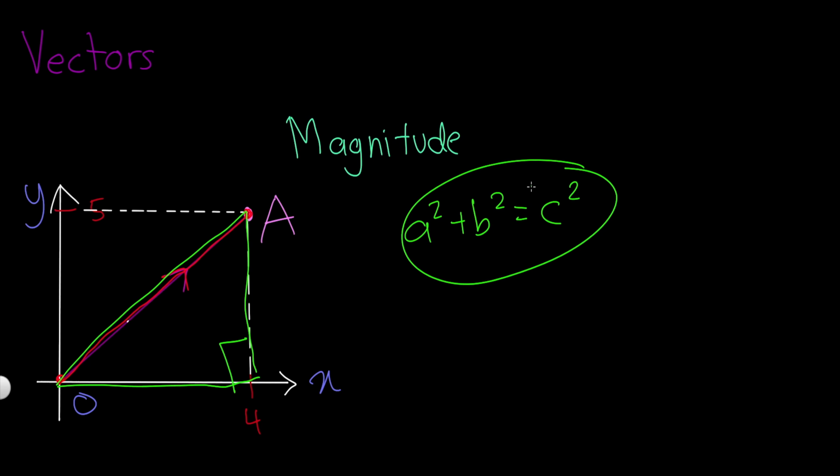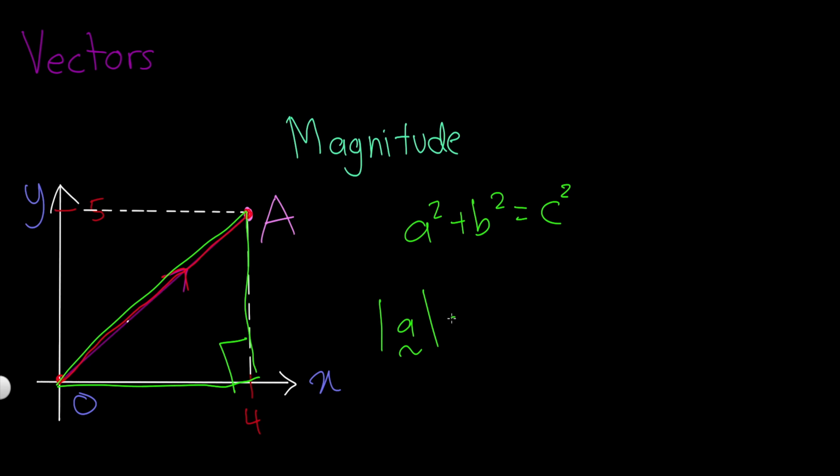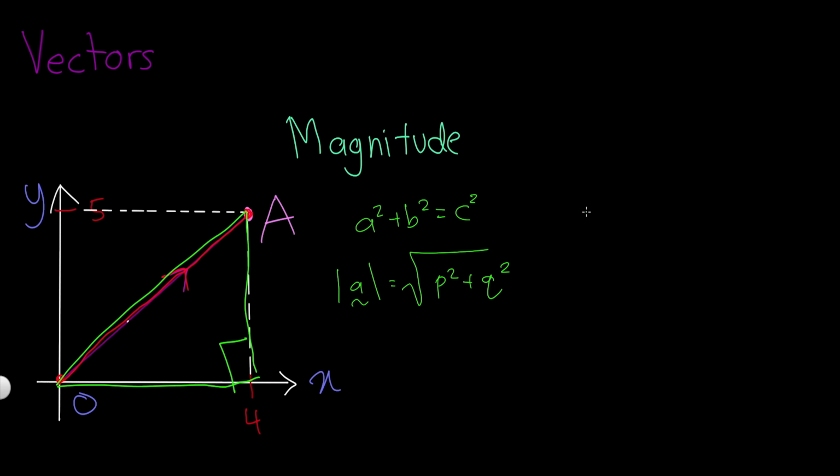Let's apply this equation in our topic today. So the magnitude of a vector, let's say vector a, is equal to the square root of p squared plus q squared. And the same goes for the 3D vector, where the equation is a squared plus b squared plus c squared is equal to d squared. Let's apply this equation to our vector.